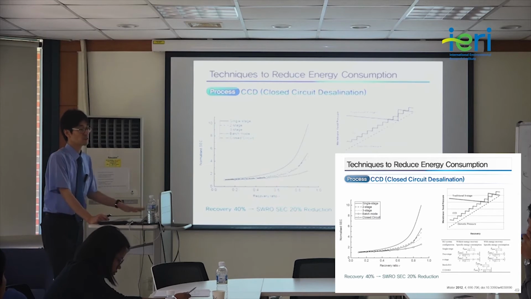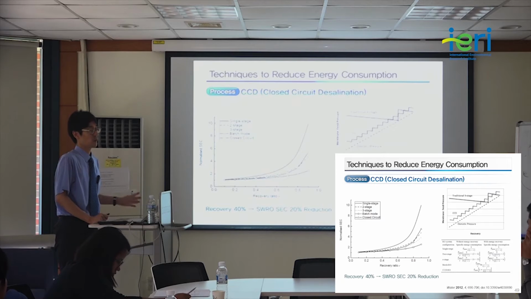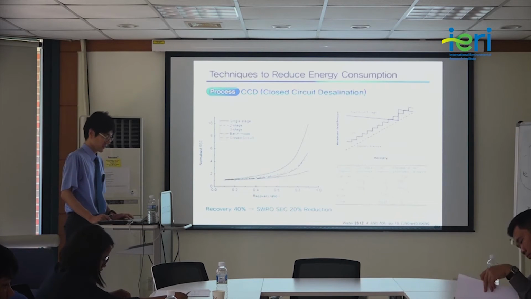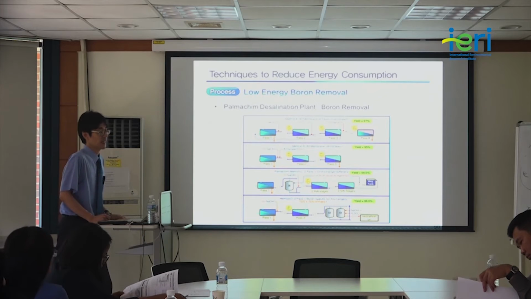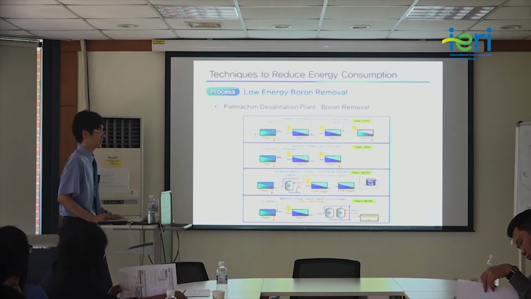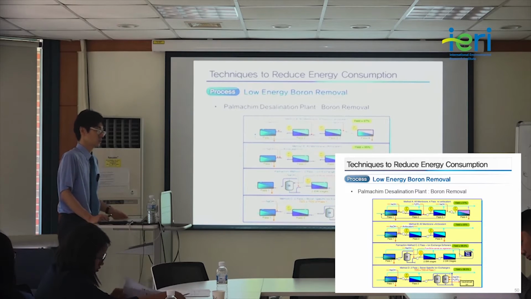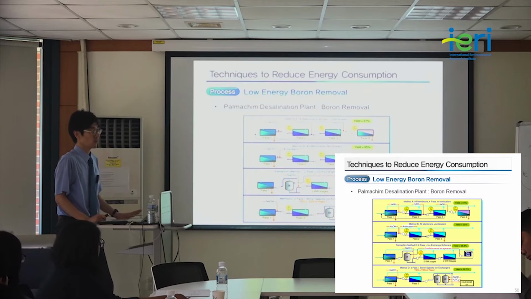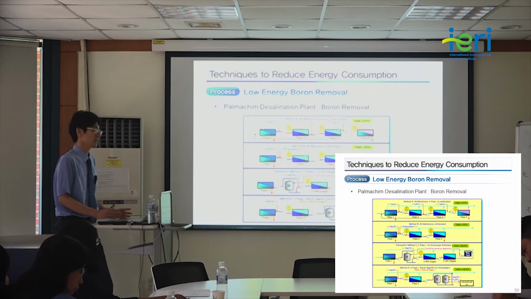So if you want to reduce the energy by 20%, one of the ideas is to apply CCD or two-stage reverse osmosis. Again, this is just the early stage of implementation of these new technologies. So still, this is a new trial, new attempts, and traditionally, many desalination plants still use single-stage systems.